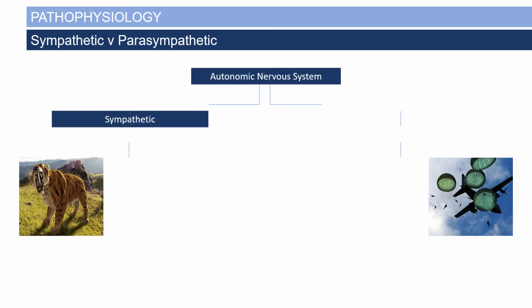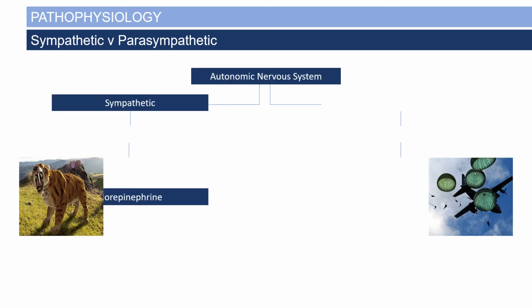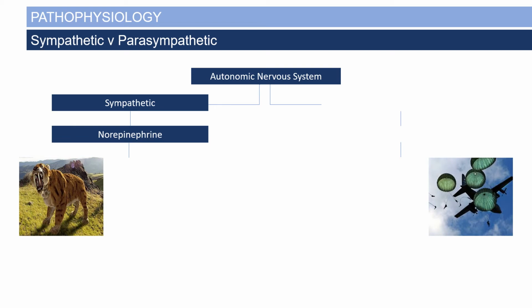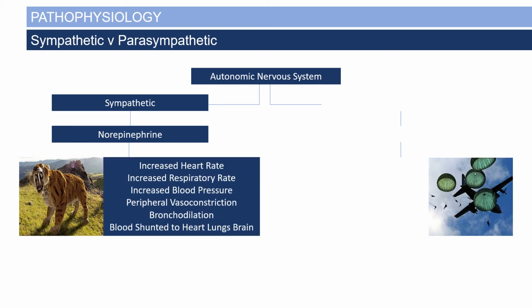So the autonomic nervous system is divided in sympathetic nervous system, with the main mediator of the sympathetic nervous system being norepinephrine, and that increases heart rate, increases respiratory rate, increases blood pressure, peripheral vasoconstriction, bronchodilation, and blood is generally shunted a little bit to the heart, lungs, and brain.